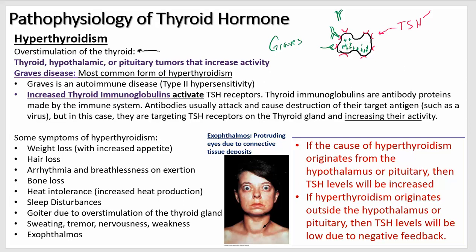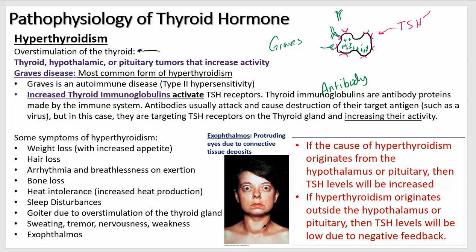It's autoimmune, type 2 hypersensitivity. That just means that it's very specific to the protein or whatever that it's attacking. In this case, it's attacking, quote unquote, the TSH receptor, but instead of destroying it, it's activating it. So thyroid immunoglobulins, that's just antibodies, are antibody proteins made by the immune system. Antibodies usually attack and cause destruction of their target antigen, such as a virus. So they kill viruses and bacteria, proteins on bacteria. But in this case, they're targeting the TSH receptor on the thyroid gland and increasing the activity.